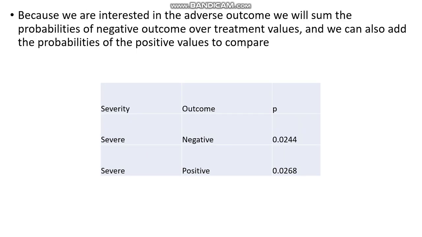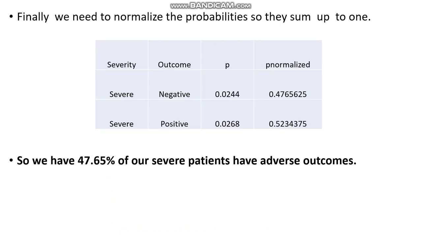To get the final probability, we are summing up the probabilities based on negative and positive outcome. And finally, we need to normalize the probabilities so they sum up to 1. After that, we can conclude that 47.65% of our severe patients have adverse outcomes or negative outcomes.